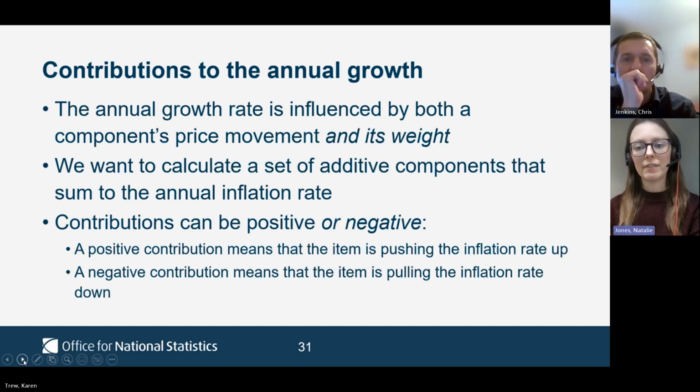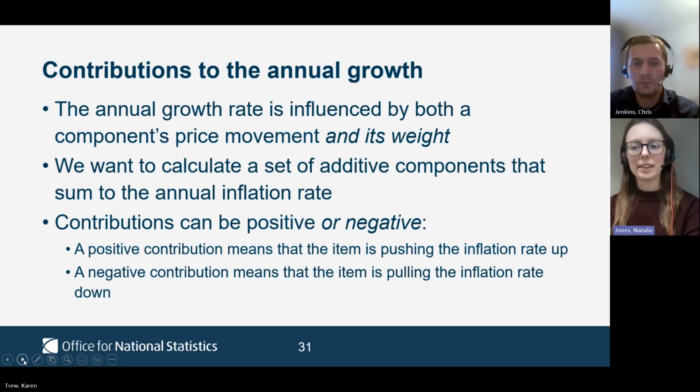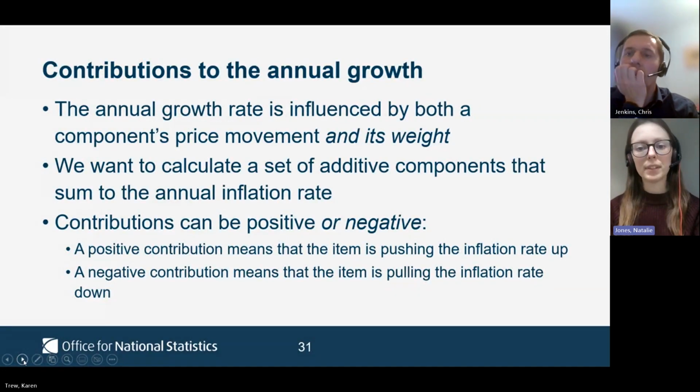The annual growth rate is influenced by both the component's price movement and also its weight. The components of price indices are weighted using the amount we spend on these items to ensure that it reflects their relative importance. So going back to Chris Jenkins' example of apples and petrol, if apples were to increase by a large amount, it wouldn't have as much of an impact on the overall inflation rate in comparison to if petrol prices had increased. This is because apples have a smaller weight, because less money is spent on apples than on petrol overall.